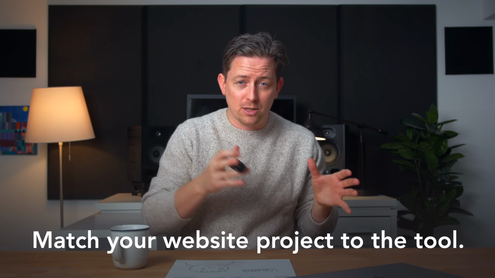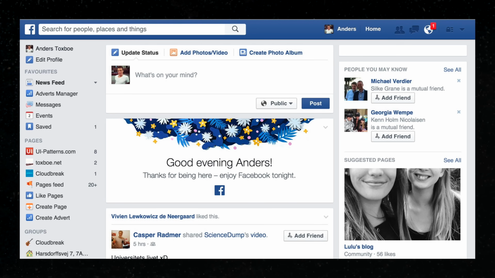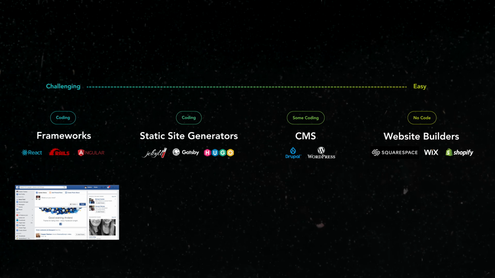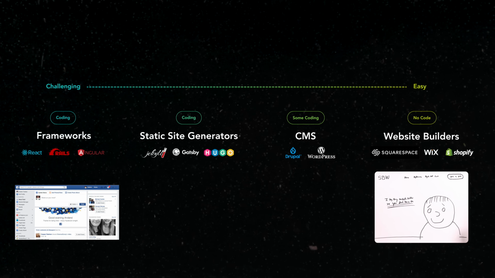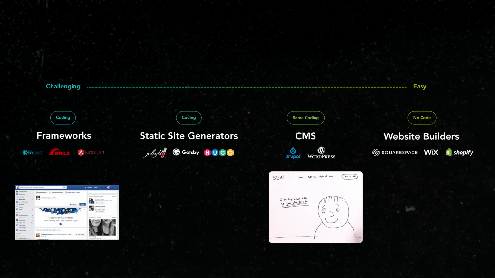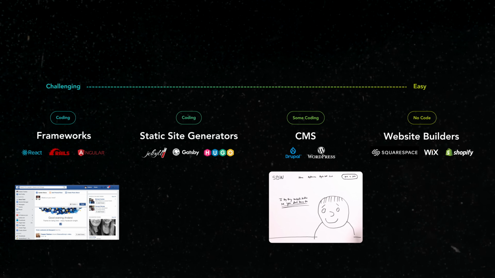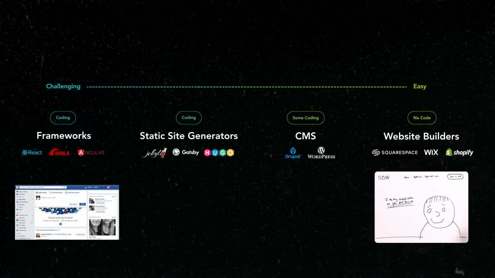I've built websites using tools in all of these categories, and here's what I've learned. Match your website project to the tool. For example, if you were to build something like Facebook, you'd want to use a framework. But if you're building a simple small business website like we're going to build today, you'd want to use a website builder. You could also use a CMS like WordPress, especially if you use a plugin like Elementor, but in my experience, it probably won't be as easy. Website builders are just simple and easy to manage, and that's what I'm looking for.